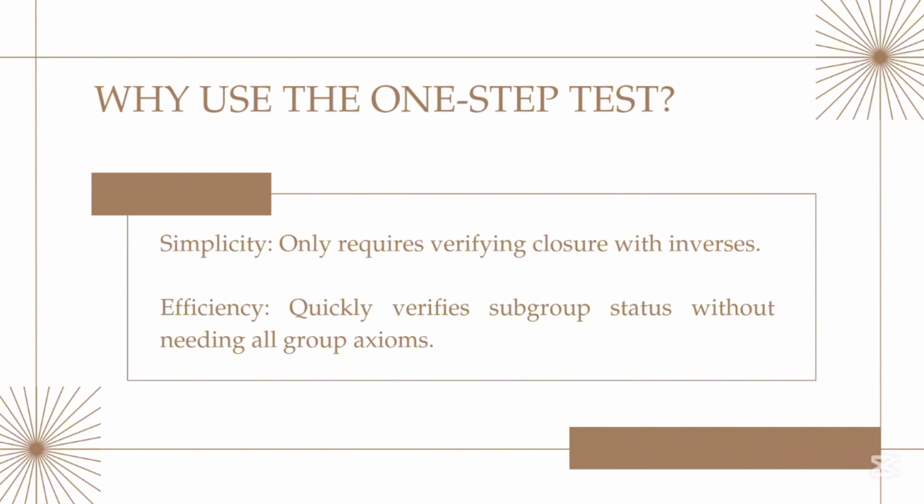Now, why use the one-step subgroup test? The answer lies in its simplicity and efficiency. By focusing on closure with inverses, we avoid the need to verify each group property separately. This makes it a practical tool for checking subgroups.